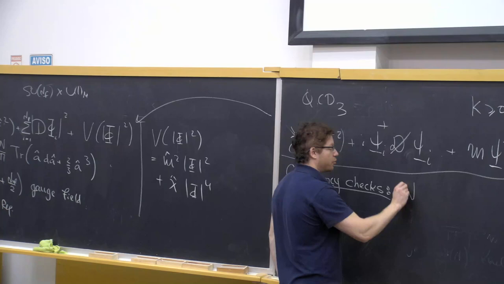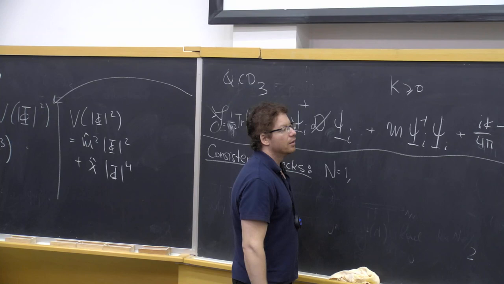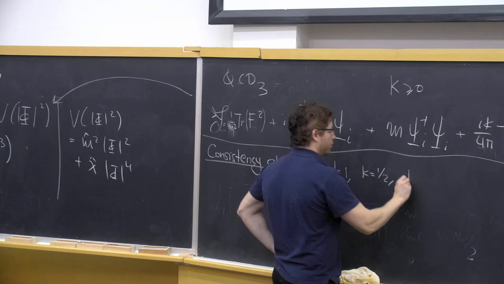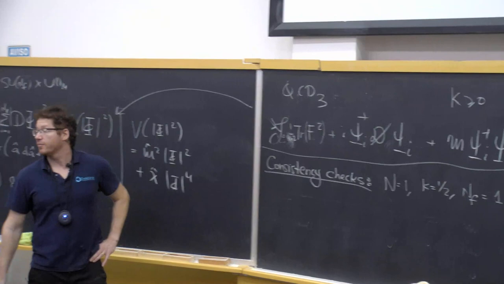First, we put n equals 1. Second, we put k equals 1/2. And third, we put nf equals 1. Let's just study this special case. Okay, it's a very, very special case of this general duality.